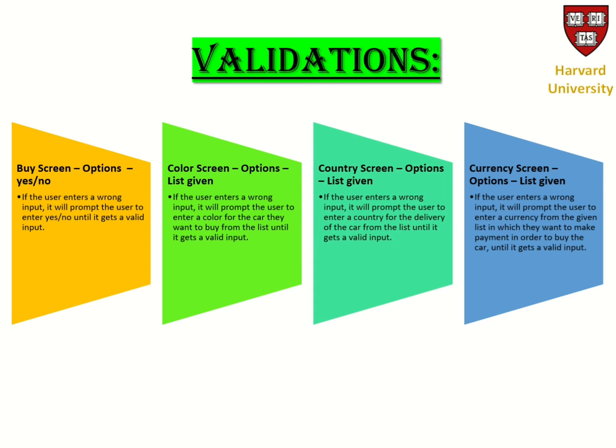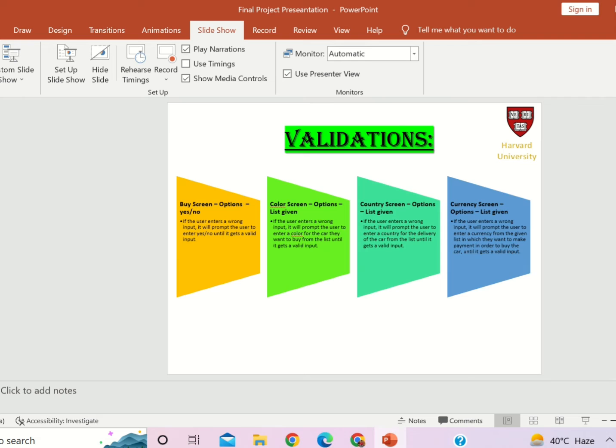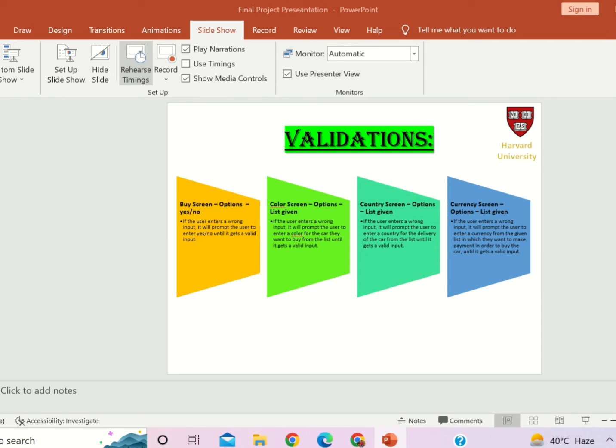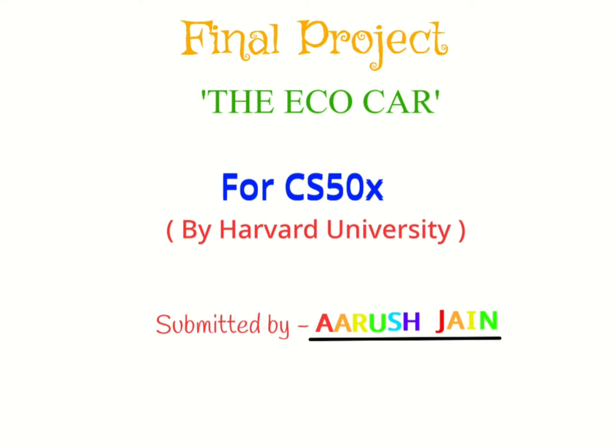And then in the last, in the currency screen, if the user enters a wrong currency as an input, it will prompt the user to enter valid currency from the list provided in which they want to make the payment in order to buy the car. So let me show you my project. Let me show you the working of my final project.